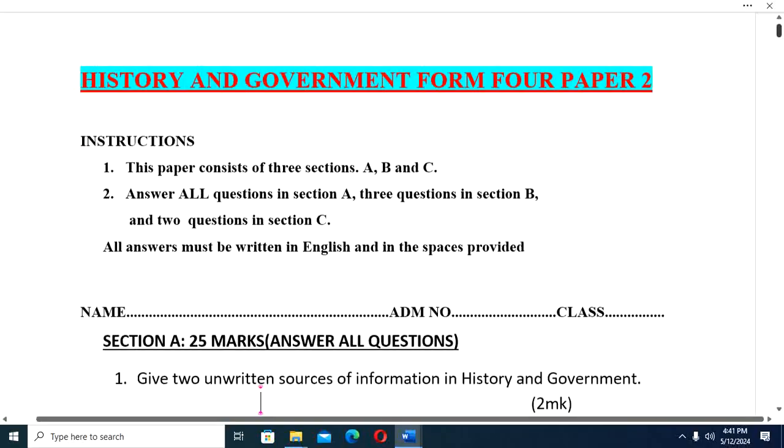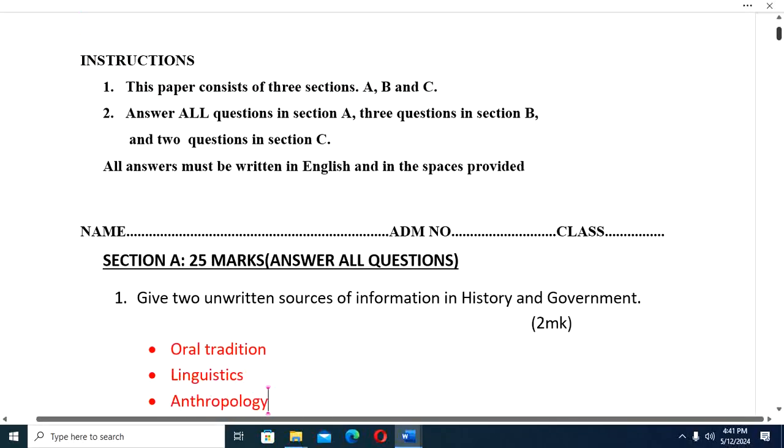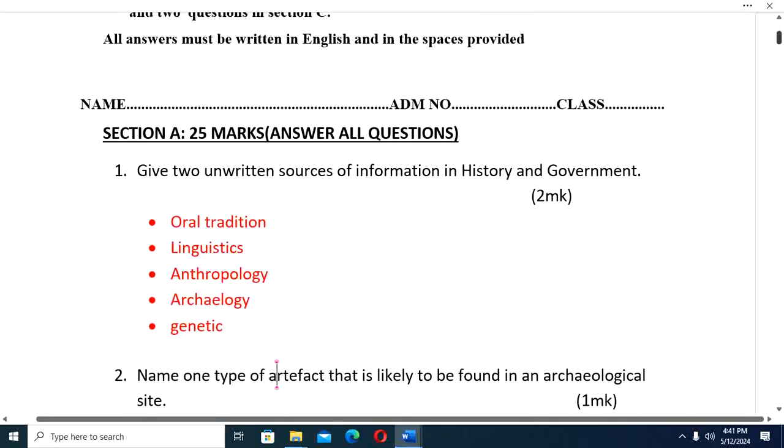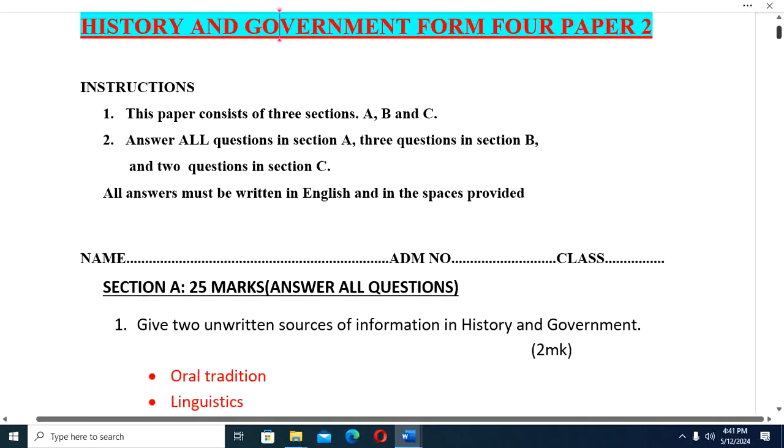You can see the channel is growing because of your support, and as you can see, these are the instructions you are given in KCSE. You're told this paper consists of section A, B, and C. All the questions in section A are supposed to be answered.